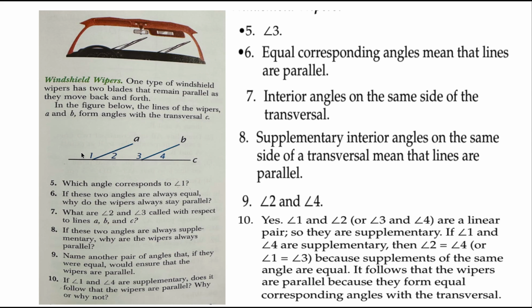If angle 1 and angle 4 are supplementary, then angle 2 equals angle 4, or angle 1 equals angle 3. Because supplements of the same angle are equal, it follows that the lines are parallel because they form equal corresponding angles with the transversal. That's the really main part. And you can talk about some of the angles that are equal: 1 and 3, 2 and 4.